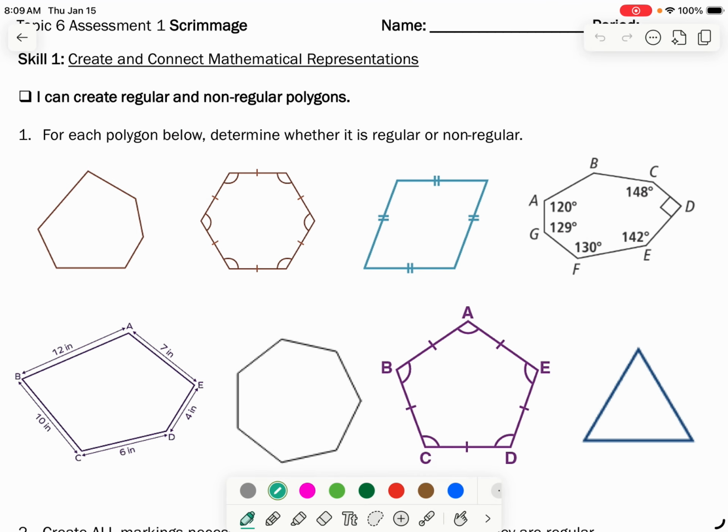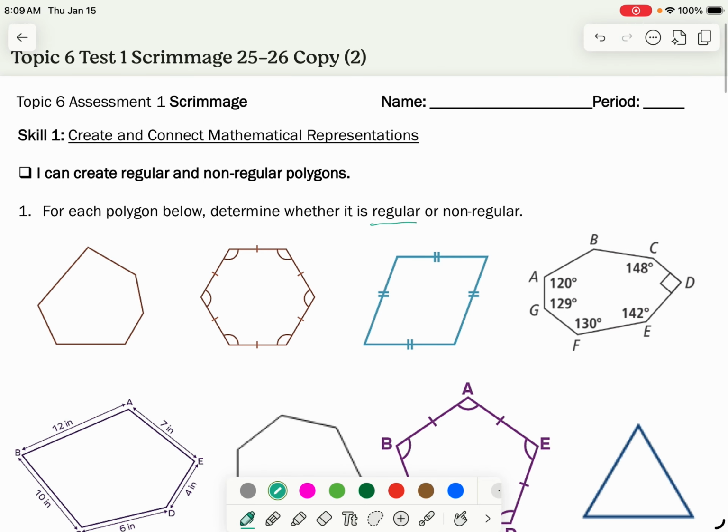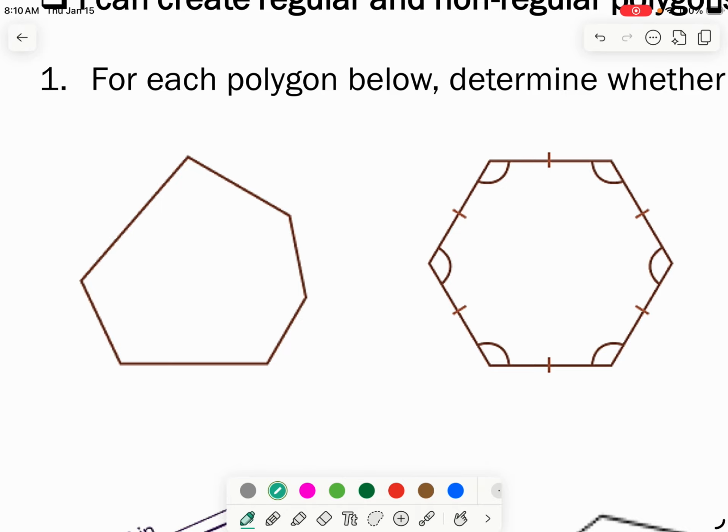For each polygon below, determine whether it's regular or non-regular. Now, we spoke about this in our learning target for 6A. A regular polygon has all congruent sides and congruent angles. Okay, so for it to be regular, it's got to have congruent sides and congruent angles. If we take a look at the first one, does it have congruent sides, congruent angles? Definitely not congruent sides, long, short, things like that. But more importantly, we could say maybe they're just a bad artist. There's no symbols that say that these are congruent. So this is non-regular.